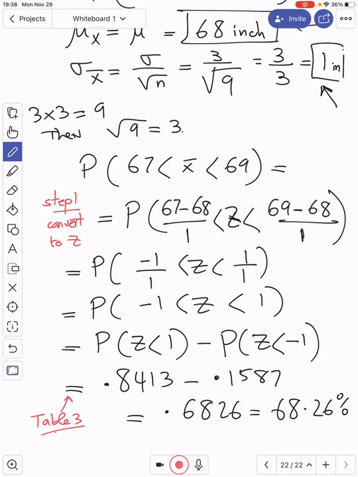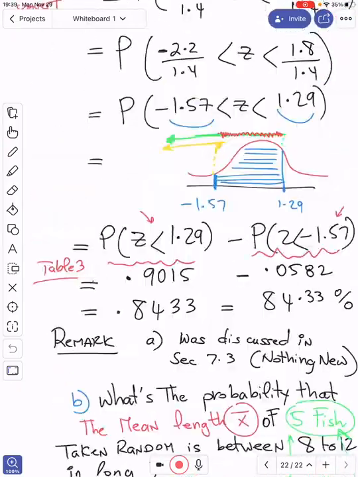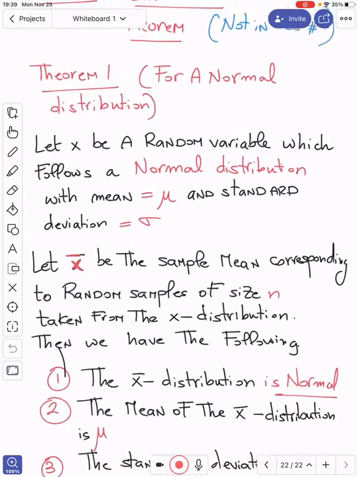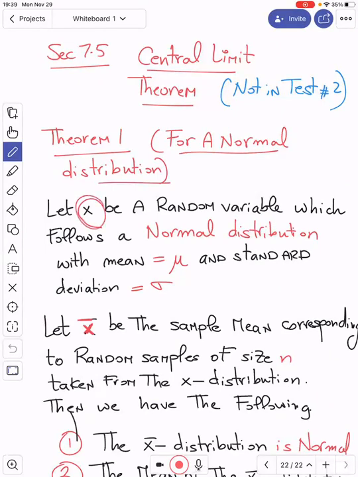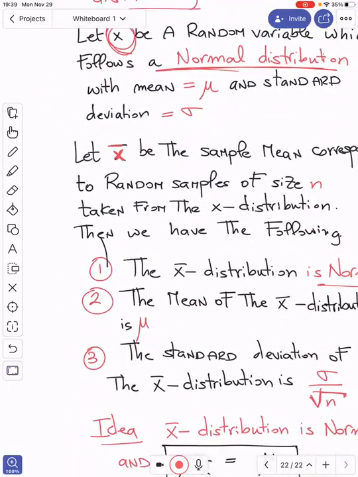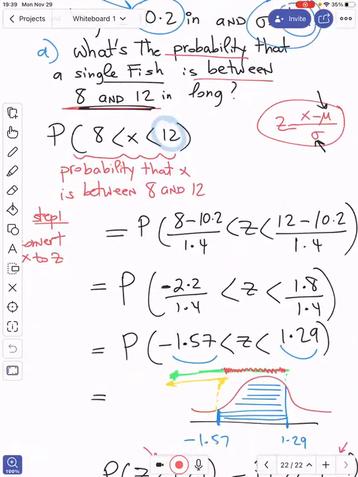So next, how much time left? Okay. Now, as I said, in this section we have two theorems. In the first theorem, our variable x follows a normal distribution. Remember, I said this is for a normal distribution, where x is a random variable which follows a normal distribution. Now, in the second theorem, our x doesn't necessarily follow a normal distribution.